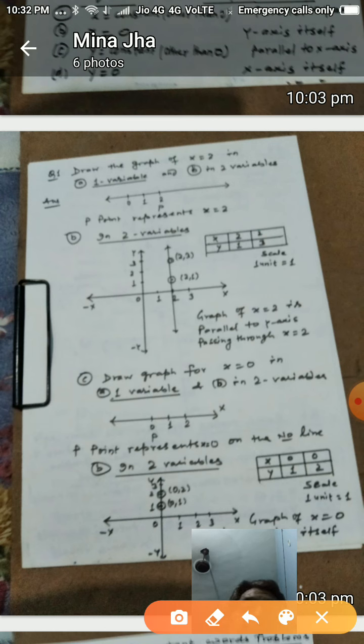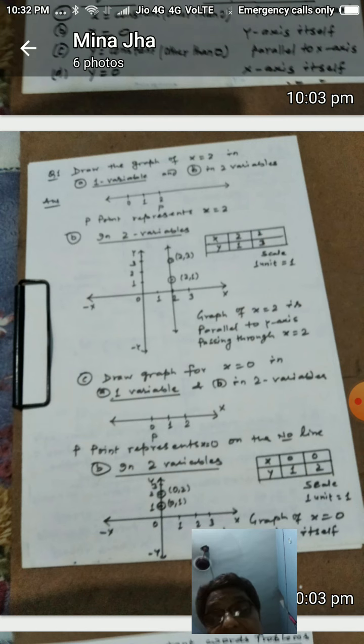Again in the two variable case, what will happen? We will make two columns, x and y, and since x is given 0, we will put 0 every time and we will take y as per our choice, like 1, 2, etc. And then we draw the graph. We will see that the graph will be the y-axis itself, as we have noted down there. So in support of these key points, one example has been taken here for your comprehension.